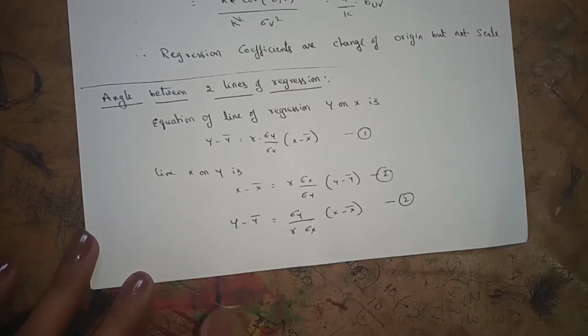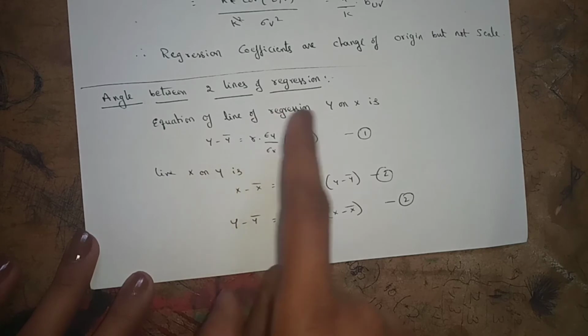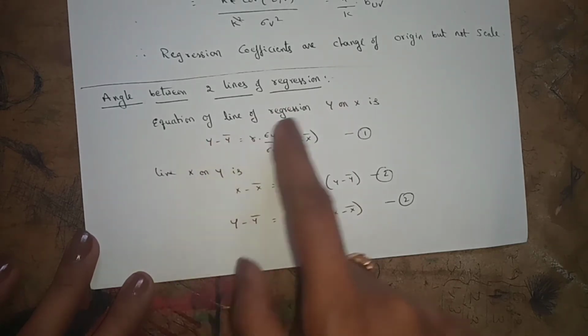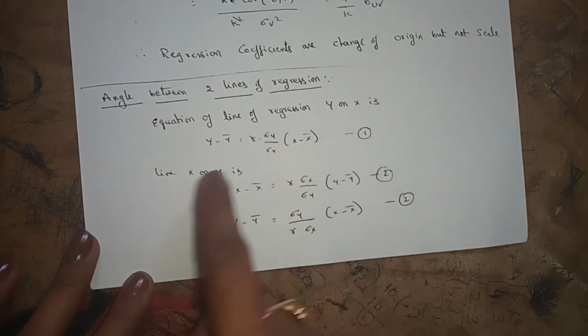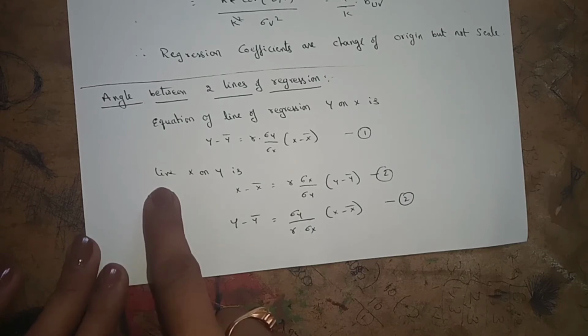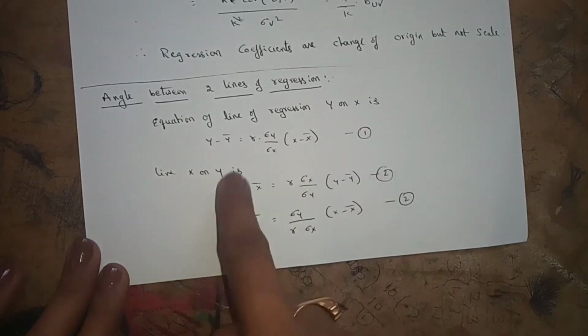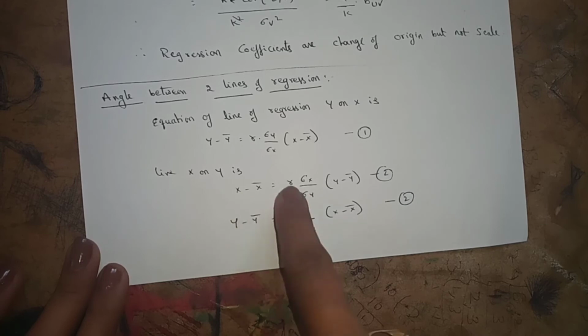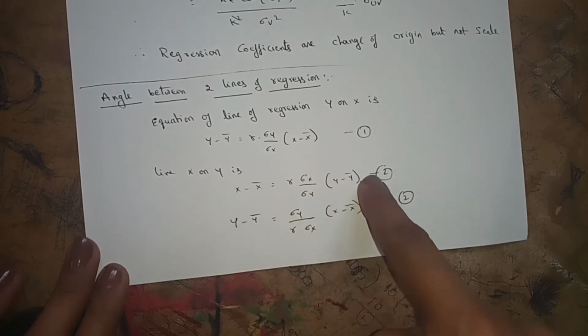Hello everyone. Angle between two lines of regression. The equation of the line of regression y on x is this one, we know. The regression line x on y is this one: x minus x bar is equal to r into sigma x by sigma y into y minus y bar.